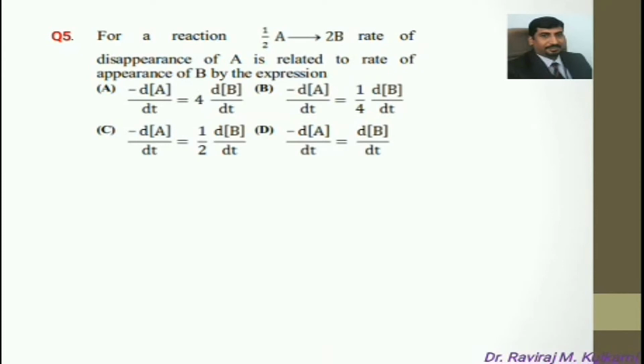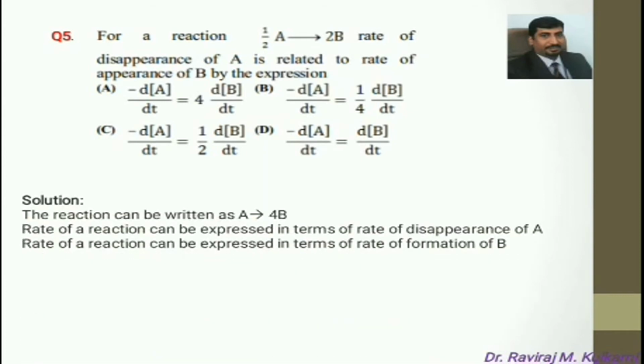Similarly, one more question was asked in 2070, I guess, CET exam. For a reaction half A giving 2 molecules of B, the rate of disappearance of A is related to the rate of appearance of B by the expression. How is it related? You can easily solve this. We have already solved 1 or 2 numericals on this. Solution: the reaction can be written as, instead of half A giving 2B, I can multiply by 2.